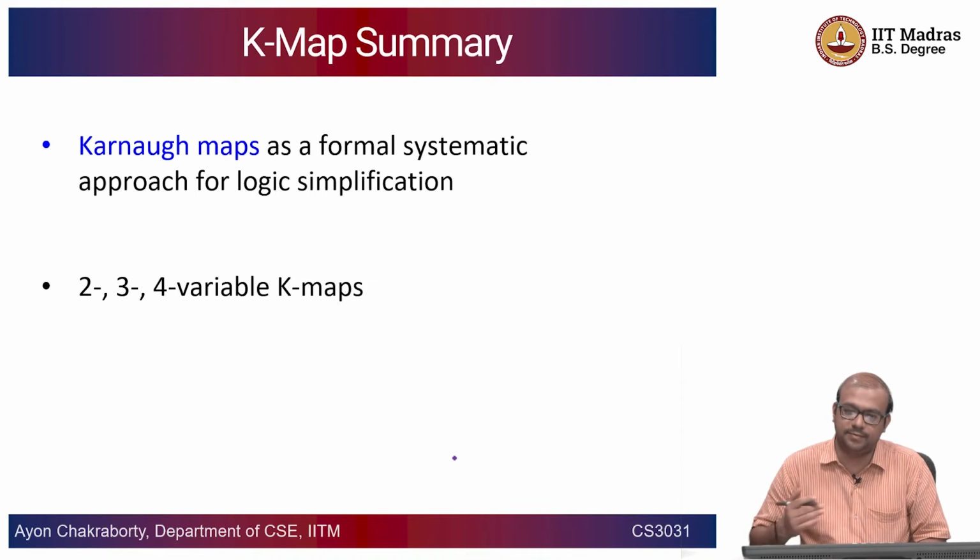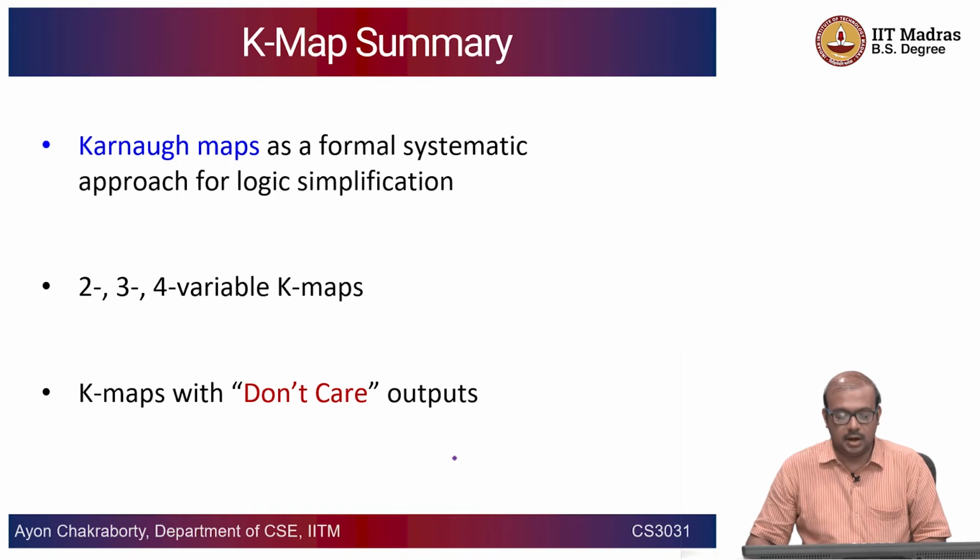We are not going to go into 5 or 6 variables. And K-maps with don't care outputs are also very important. This is a very specific way to group or club terms in our benefit and make the simplification better or easier. Okay, so we will stop here. We will have discussed all the different aspects related to combinational circuits.